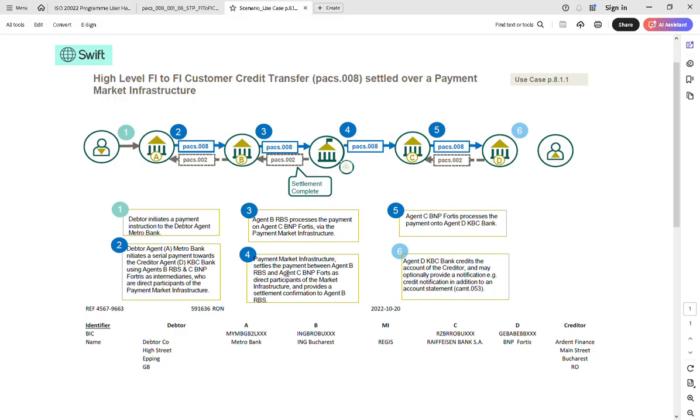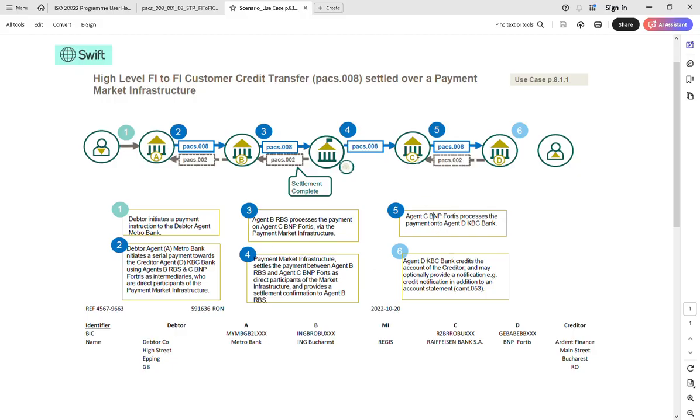The payment market infrastructure settles the payment between agent B, RBS, and agent C, BNP. Between B and C, the payment is getting settled. The BNP Fortis, as a direct participant of the market infrastructure, can provide settlement confirmation to agent B, RBS here. So once your payment is settled between B and C, the information is passed to agent B here, in a simple manner, like we always do.